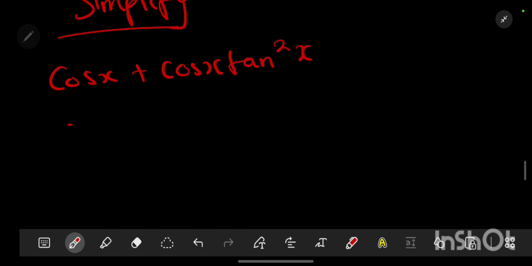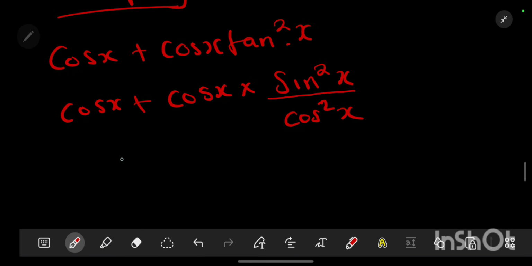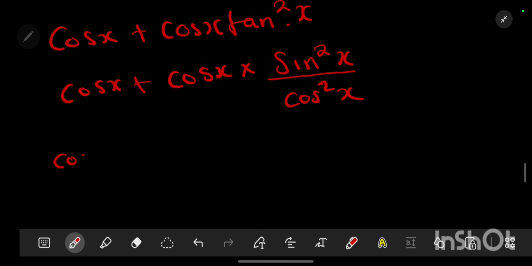So we have the cos of x, we have plus cos x. We know that the tan of theta is equal to sine, so tan you begin with a sine squared theta over the cos squared theta, or x in this case. So this is what we have. Now the next step, we are going to have the cos of x plus, we have the cos of x plus, we have sine squared x.